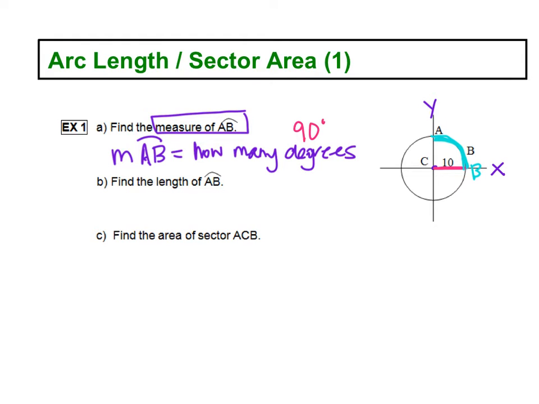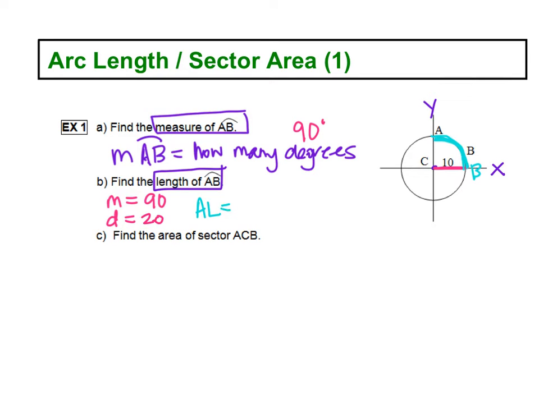All right, so part B, when it says to find the length of AB, that is arc length. That's what we have a formula for. So there's two things you need to know for arc length. One is the measure of the arc, so we were just abbreviating that with an M. So we know that that's 90. And then the other one is the diameter of your circle. Well, we can see that the radius is 10, so we're going to double that to get a diameter of 20. All right, so now we're able to use our formula.